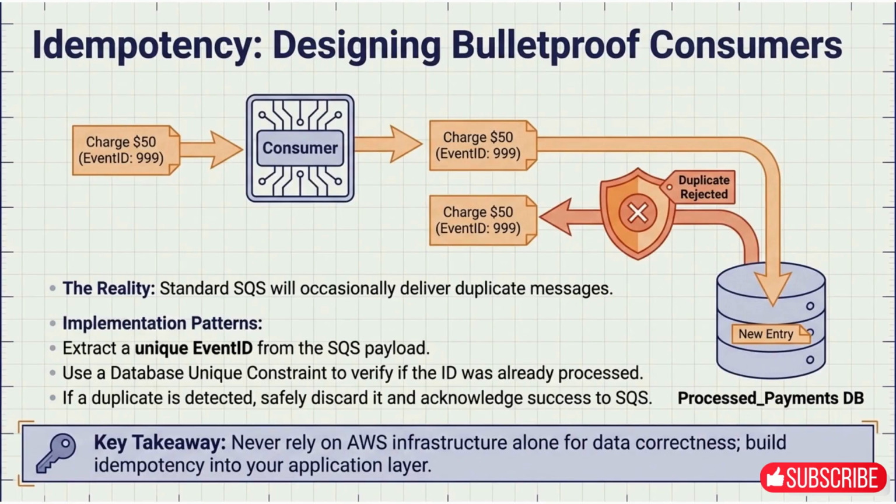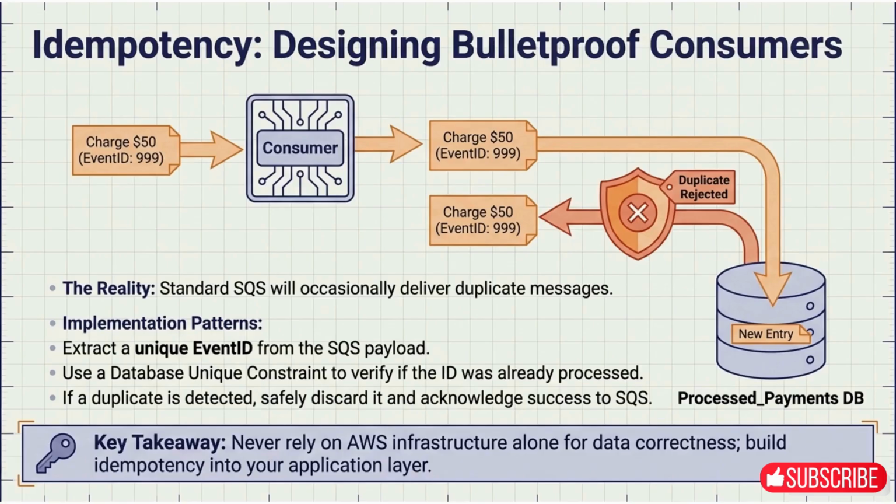Idempotency means that processing the same logical event more than once produces only one business result. Suppose a payment message is delivered twice. We must not charge the customer twice. Add a stable event ID or business idempotency key to the message. Before applying the business change, write that identifier to a database table with a unique constraint, ideally in the same transaction as the business update.